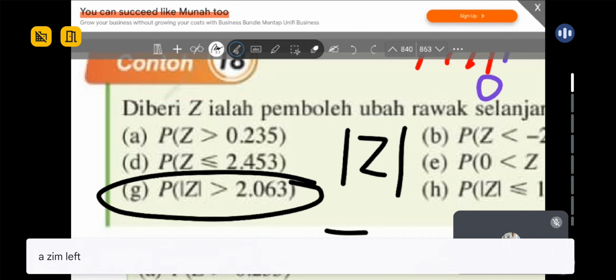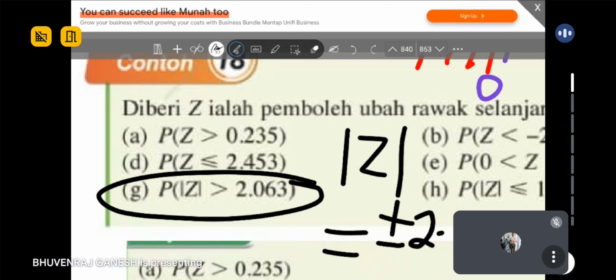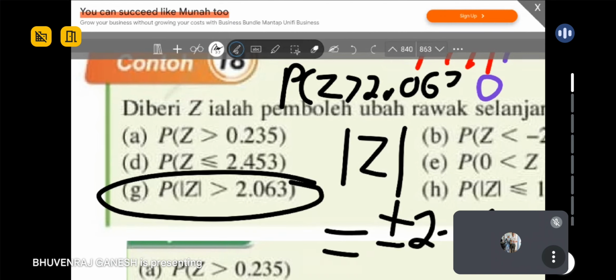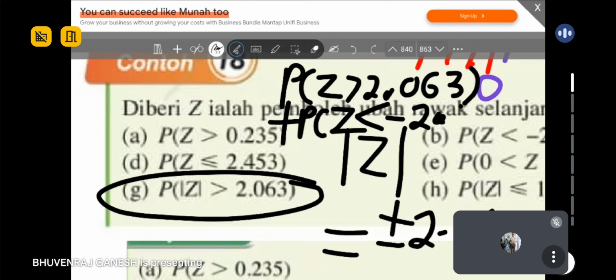Modulus means positive, negative 2.063. So untuk yang positif, kamu akan tulis macam ni. Betul? Untuk negatif, guys, perlu tak saya tukar simbol ketaksamaan? Do I need to switch the sign? When I add negative, selalu bila tambah negatif, kita buat apa? Yes, we must switch the sign. So, kita akan dapat macam ni. So, ini adalah jawapan kita, guys. Something like this. This will be your final answer.